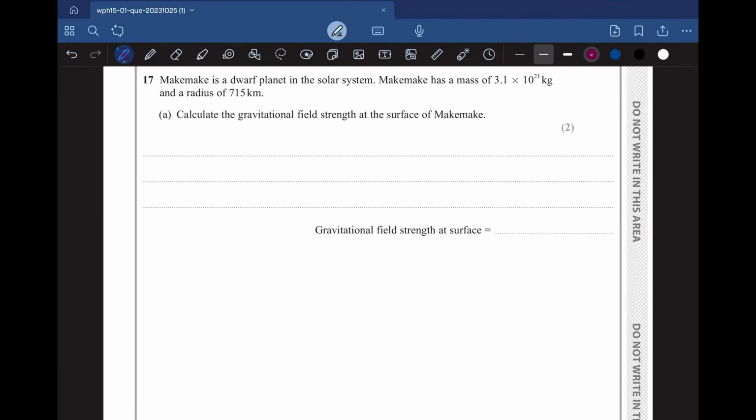Now let's have a look at one example question. It says Makemake is a dwarf planet in the solar system. Makemake has a mass of 3.1 times 10 to the power 21 kg and a radius. So basically they have given us the mass and radius. They have asked us to figure out the gravitational field strength.